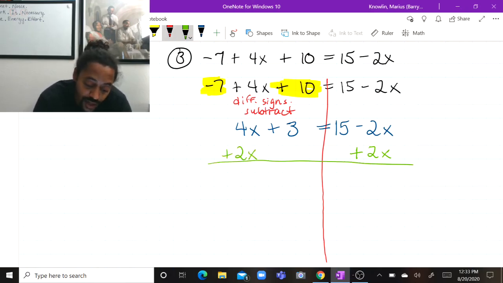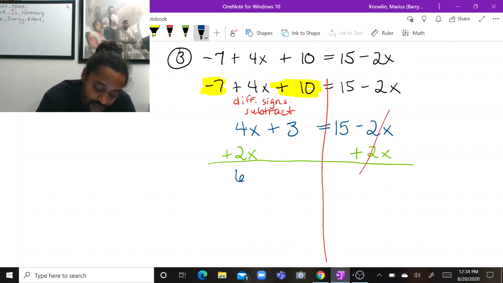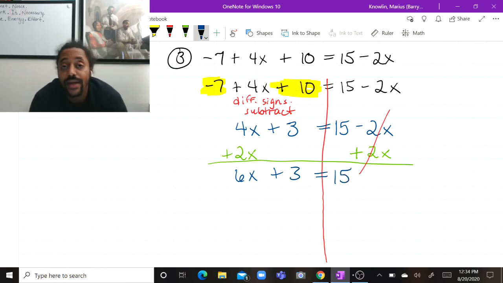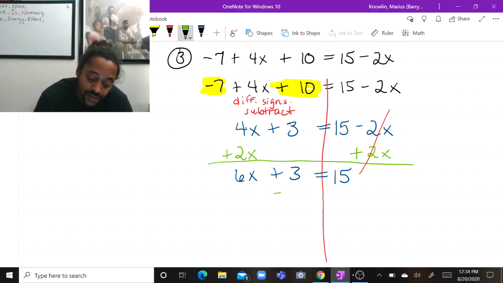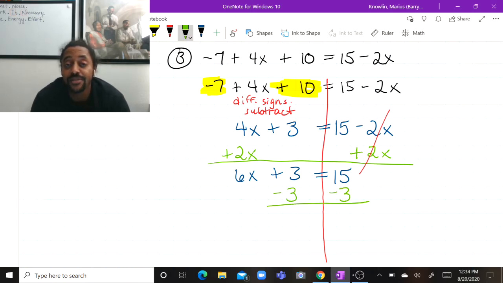Go ahead and underline that. Those 2 x's cancel out. 4x and 2x make 6x plus 3 equals 15. You bring the 15 down. Now I can get the 3 and the 15 on the same side by doing what? Subtracting 3 from both sides, or adding -3 to both sides. Adding -3 is the same as subtracting 3. Now the 3's cancel out.